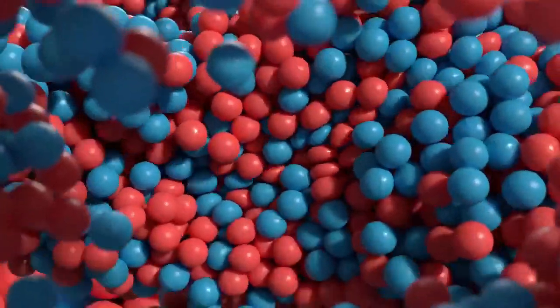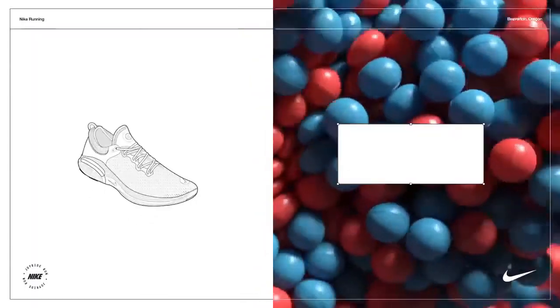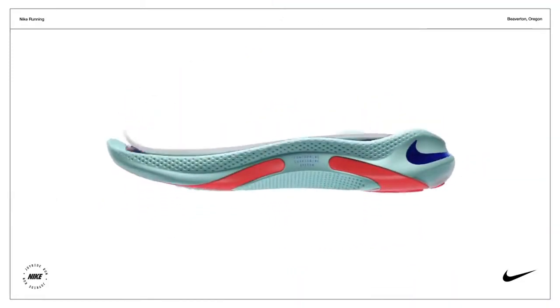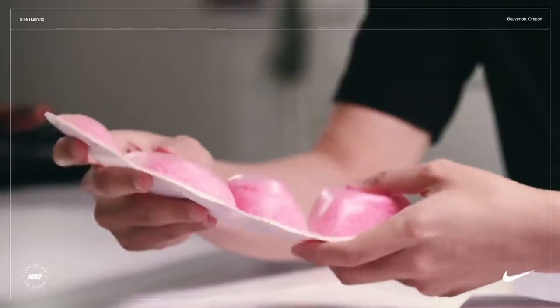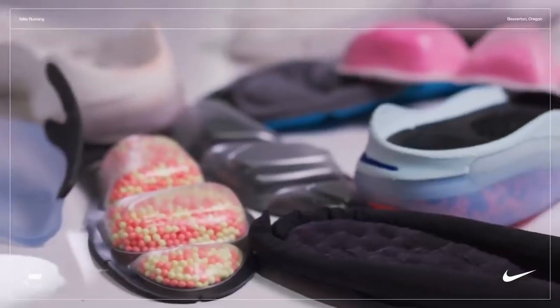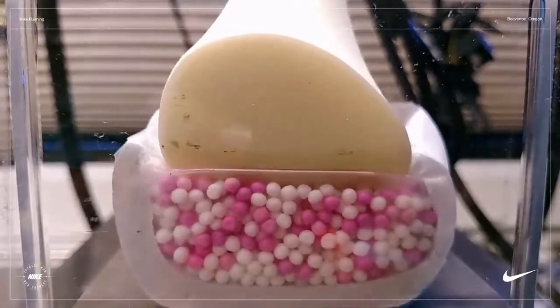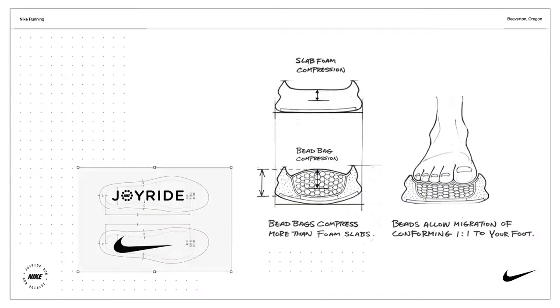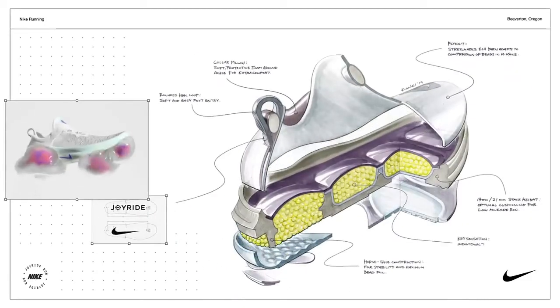Beads are really the magic behind Joyride. Under compression, the air that's trapped between the beads is allowed to escape, which allows for cushioning. Our innovation partners have been working on identifying the right material and the exact size and shape of each of the beads. So combined with pressure maps, you get beads placed exactly where you need them for this amazing personalized cushioning.